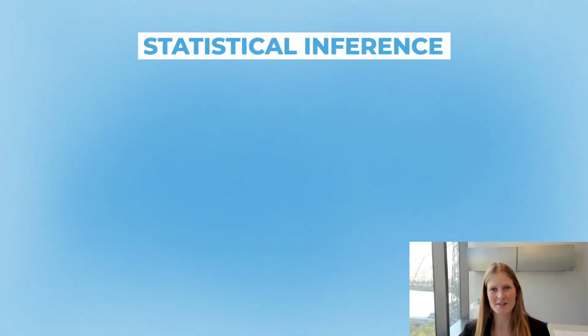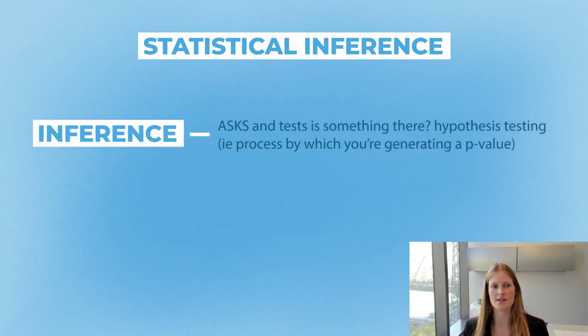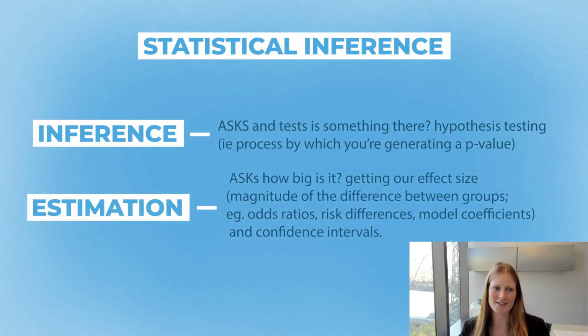Let's talk about what exactly is statistical inference. Sure. So statistical inference comprises two aspects. The first is inference, which is, I think, what most people ascribe to this. It's the process of hypothesis testing or generating that p-value. And it asks, is something there? But there's a second critical component that researchers often overlook, which is estimation, which asks, how big is that something? And that's the process by which we generate effect size estimates and confidence intervals.